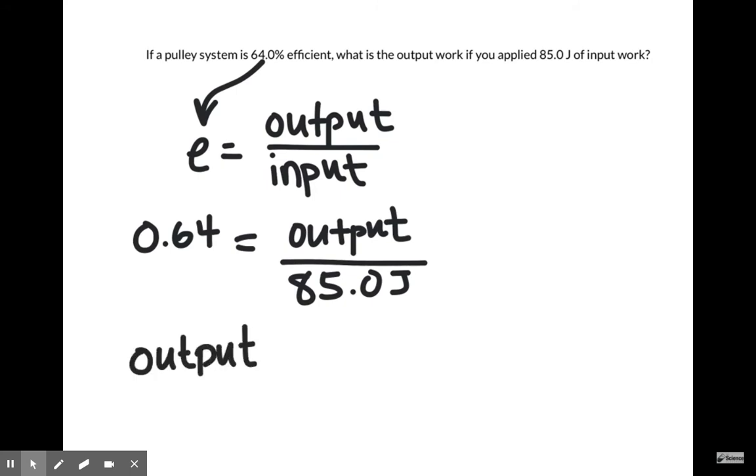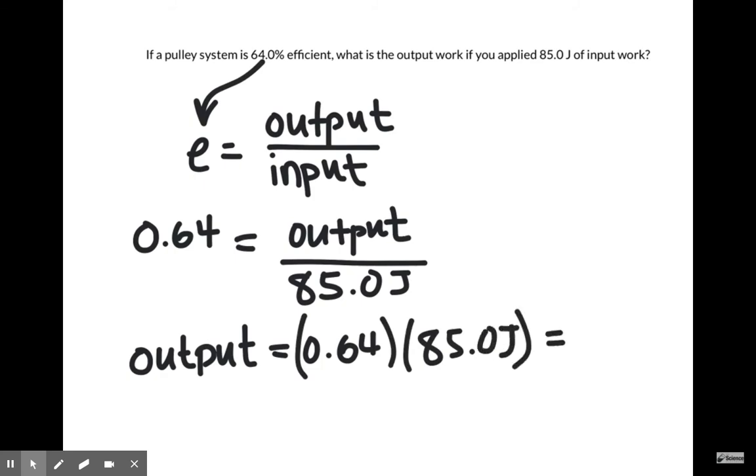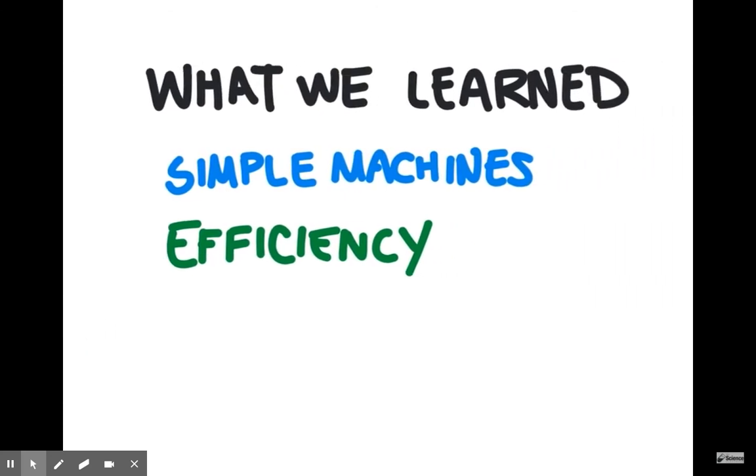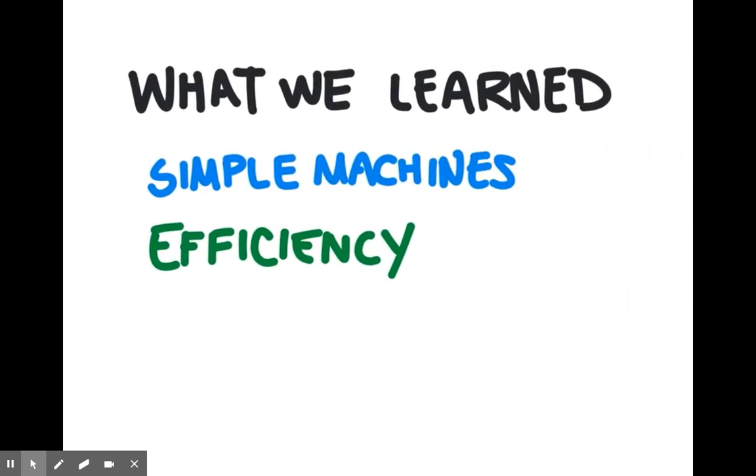And so I'd have 0.64 times 85 joules, and I would end up with an output force, or the force that the machine would be able to do, of 54.4 joules. And that is efficiency in simple machines. So we learned about the 6 different kinds of simple machines. We learned the equation to calculate efficiency, and we learned how to solve problems involving that equation.